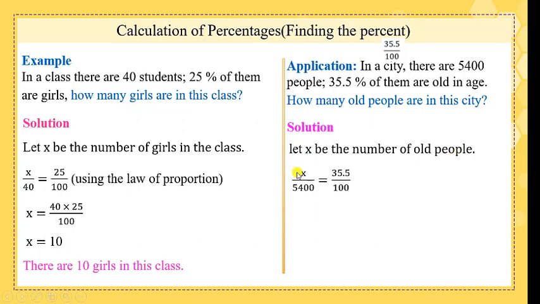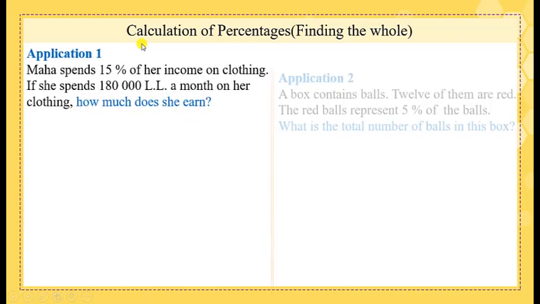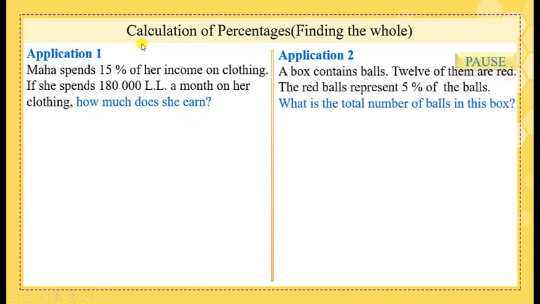So the proportion becomes x over 5,400 equals 35.5 over 100. Using the law of proportion, we get x equals 1,917. Thus, there are 1,917 old people in this city. Now in applications 1 and 2, we have to find the whole. So please pause the video and solve them.